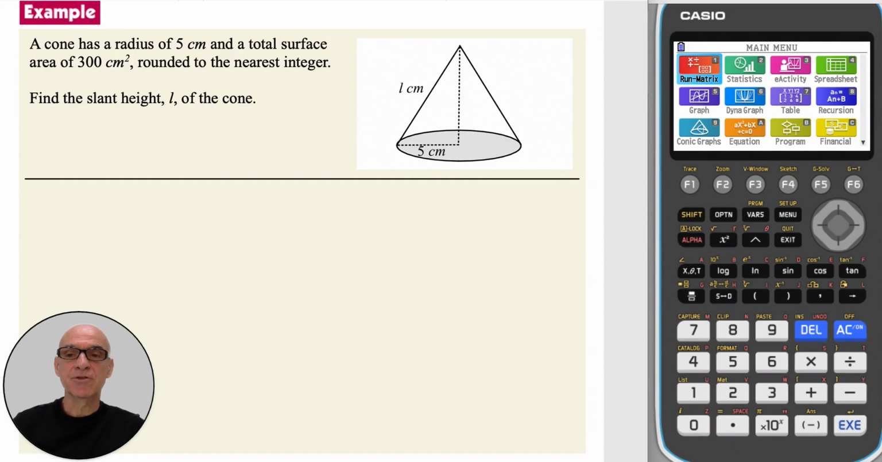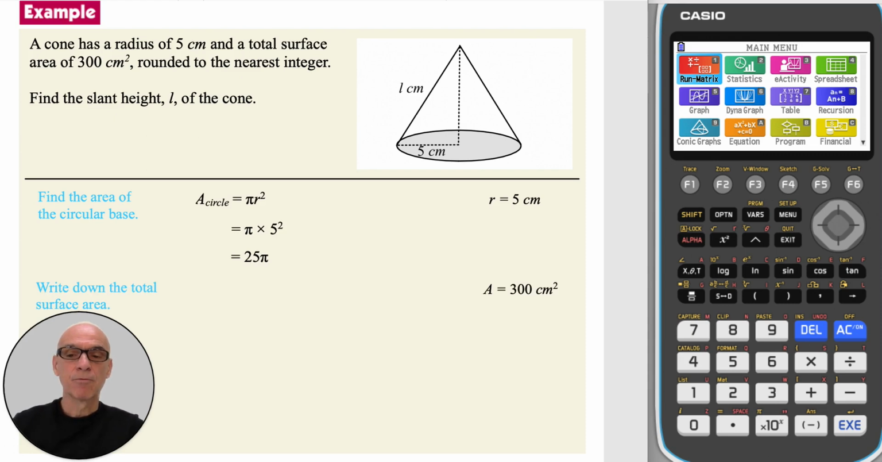In this question, a solid cone has a total surface area of 300 centimeters squared, and we're asked to find the slant height of the cone. We begin by finding the area of the circular base, substituting in the value of the radius, and performing the calculation, which gives the value shown.